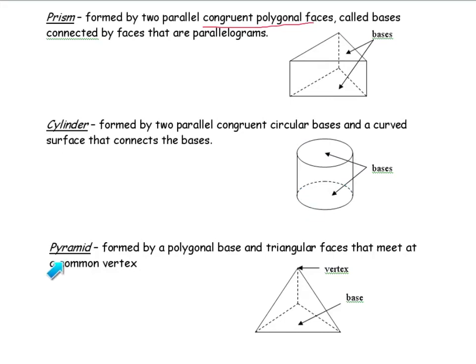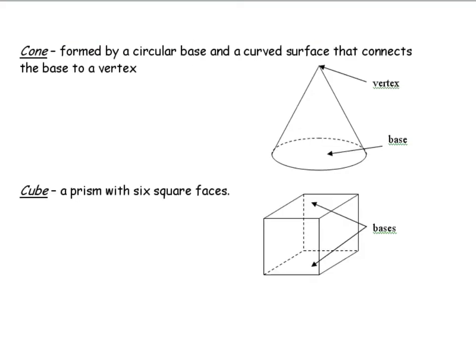We have a pyramid. The pyramid is formed by a polygon base, so 1 base, and then the faces that connect that base are the triangles. They come together at a common vertex at the top. The next figure is related to a pyramid. It's a cone. The cone also has 1 base. In this case, it's a circular base, and then it has a smooth surface that connects that base and folds together at the top at one point called the vertex.